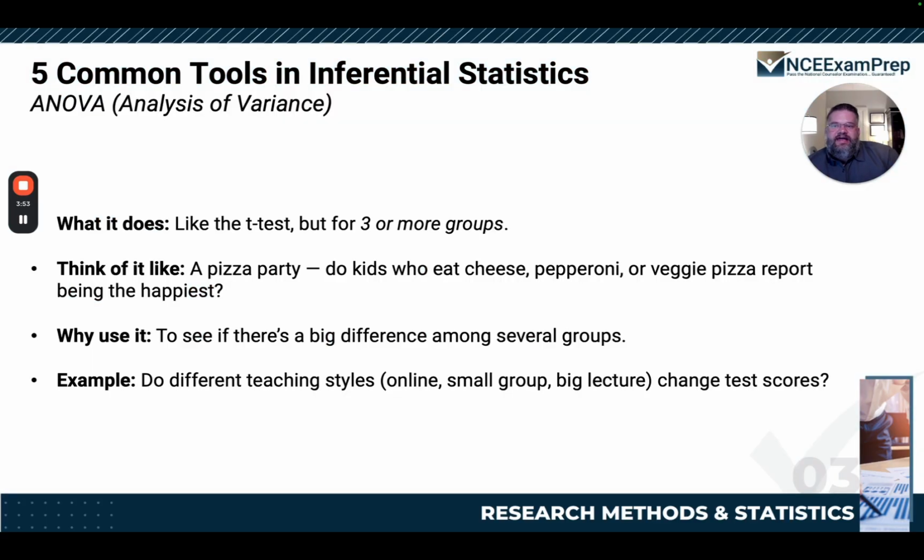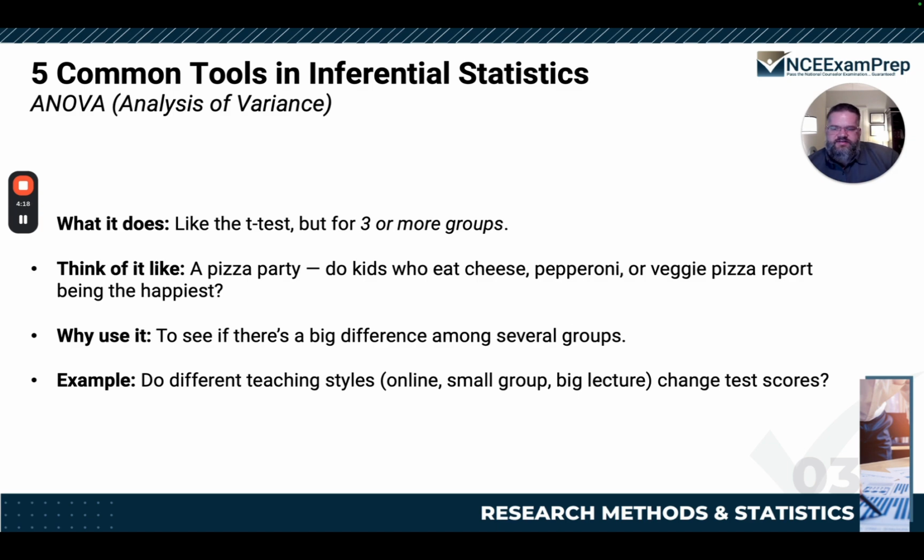And then we have ANOVA, or analysis of variance. Okay, this is kind of like the t-test, but for 3 or more groups. So think of it like a pizza party. Do kids who eat cheese, pepperoni, or veggie pizza report being the happiest? So we're going to look at the averages of all of these groups and then compare them. And we want to use it to see if there's a big difference among several groups.